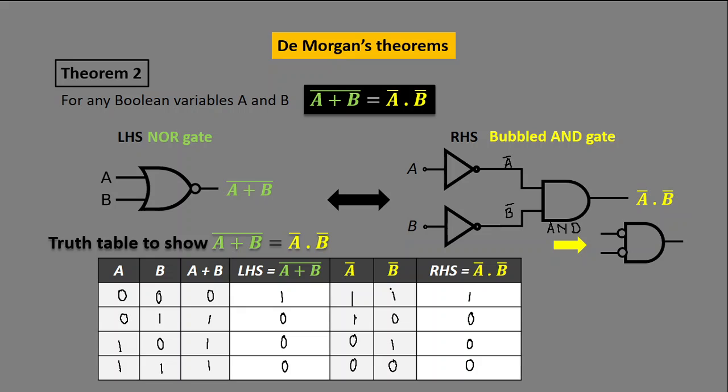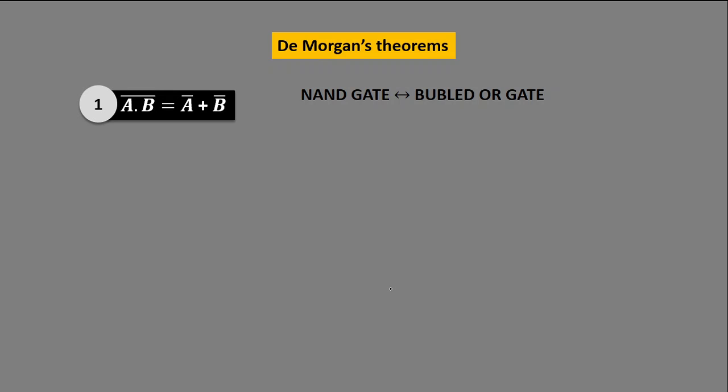So here you can realize that when the complement is applied on the plus sign, it will be replaced by a dot, right? So this is the second law's proof. So in summary, we can easily verify De Morgan's laws. The first law says that the complement of A dot B is equal to the complement of A plus complement of B. Diagrammatically, it is nothing but a NAND gate, a bubbled OR gate. A NAND gate is equivalent to a bubbled OR gate, as you can see in the diagrams.